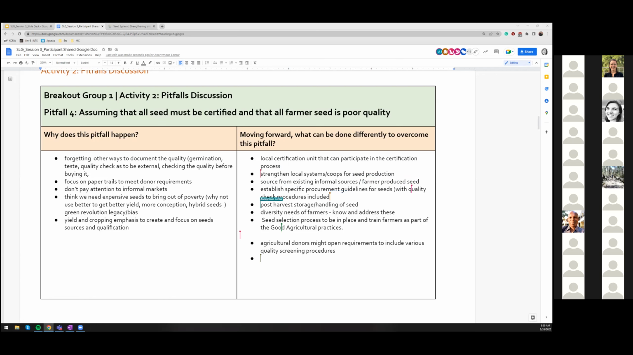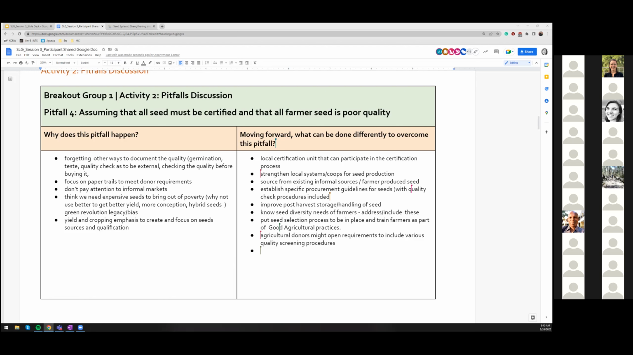I'm going to provide the feedback of group 1, who worked on the pitfall of assuming that all seed must be certified and that all farmer seed is poor quality. Why does this pitfall happen? One of the elements we mentioned is that we usually forget other ways to document seed quality, like doing a seed germination test, or a seed quality check by an external actor before buying it. Another element is that we focus more on the paper trail to meet donor requirements, so when we are designing the project, we put more focus on that aspect. And additionally, we don't pay attention to informal market systems.